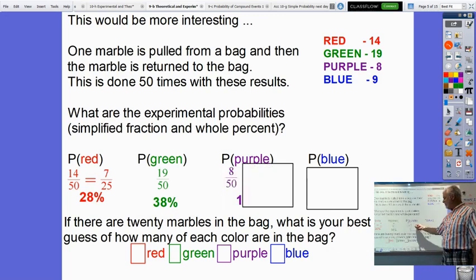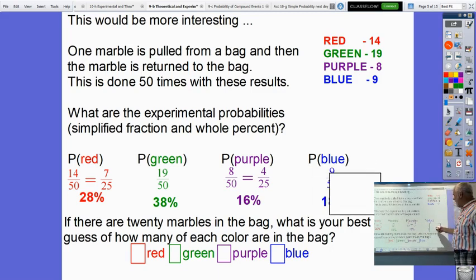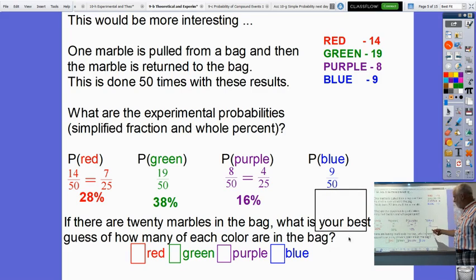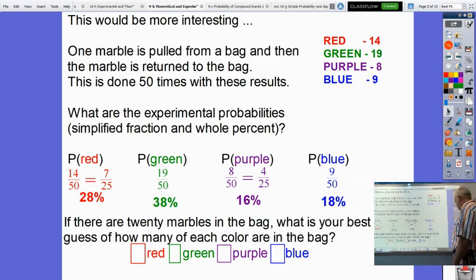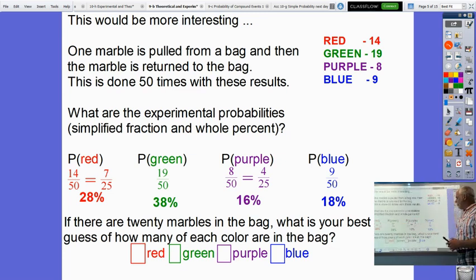Purple, 8 out of 50. That simplifies to 4 out of 25, 16%, 2 times 8. And blue also is 9 out of 50. That doesn't simplify at all, and that's 18%. So here are your results. 28% of the time you got a red, 38% green, 16% purple, 18% blue.